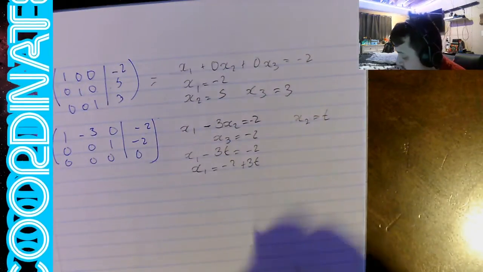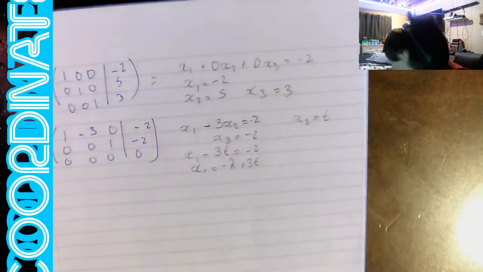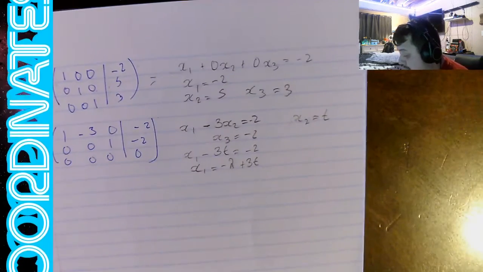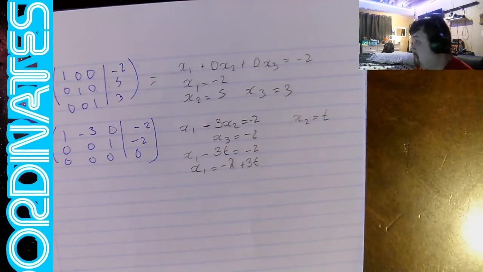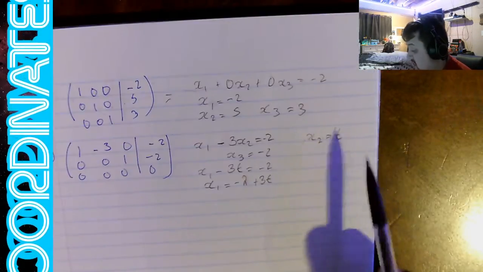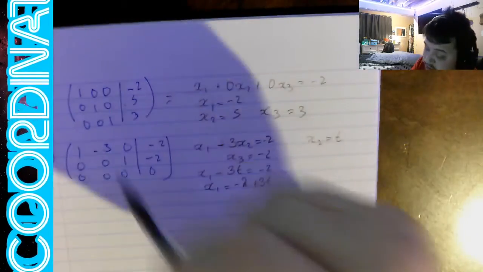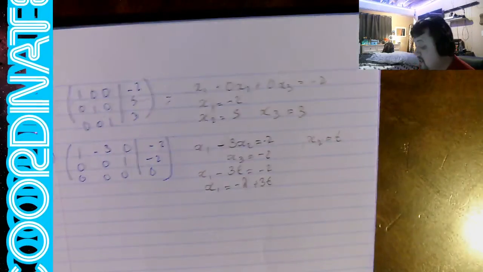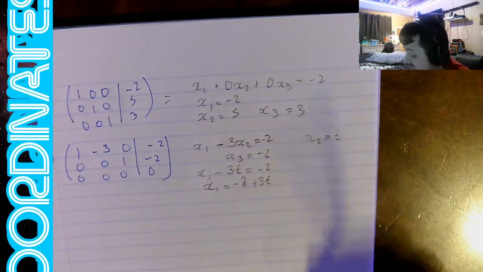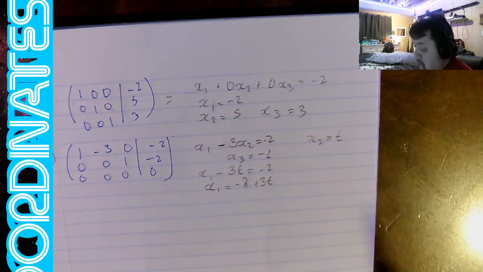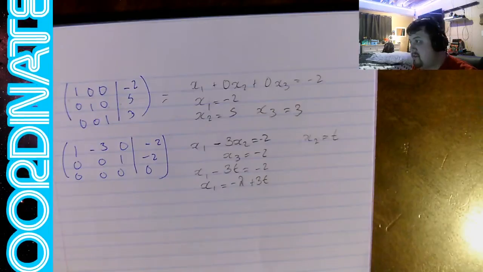What this means is that there is an infinite amount of solutions for x2 and x1. As long as t is something, you're always going to have a solution for x1, which is always going to be a solution for this. And there we have it. So t is a parameter, and that's it. And there's our solution.